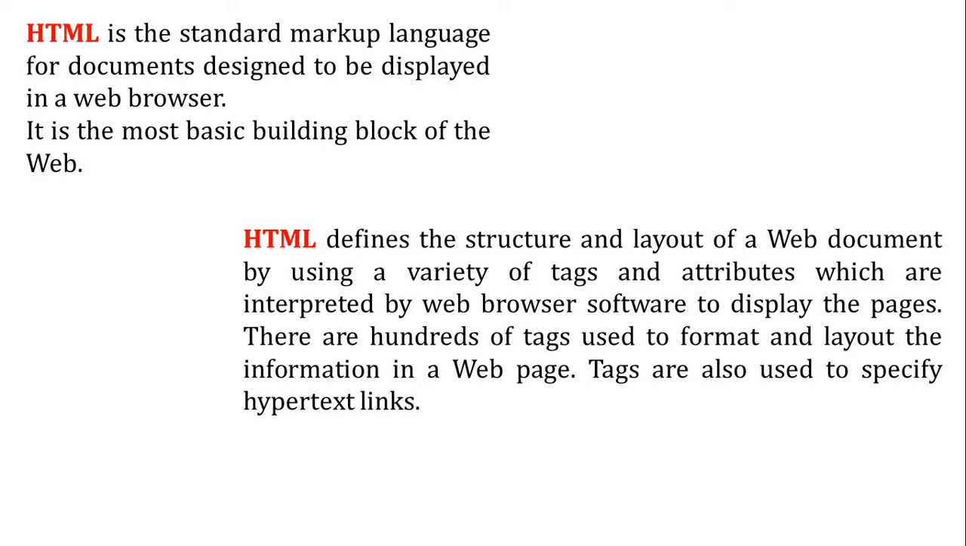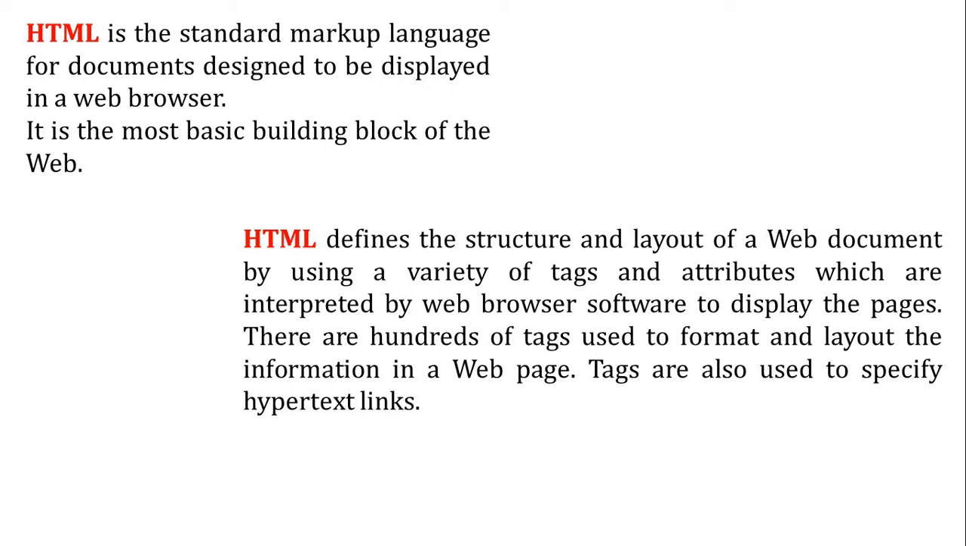HTML defines the structure and layout of a web document, the document that is available on the web server. HTML defines its structure by using a variety of tags and attributes, which are interpreted by web browser software to display the pages. So we access web pages in our browser, and all the content, text, video, and many other varieties of elements available in the web pages are structured by the HTML tags that we are going to learn step by step.